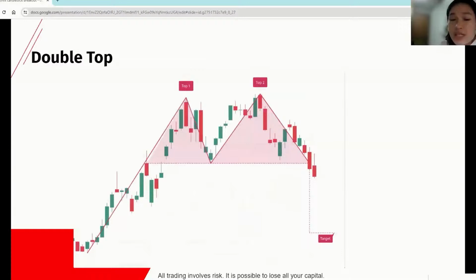Okay. Next, let's look at the double top. These are pretty common as well.